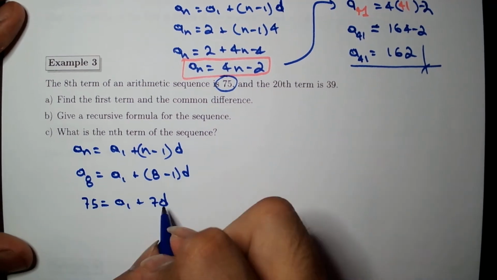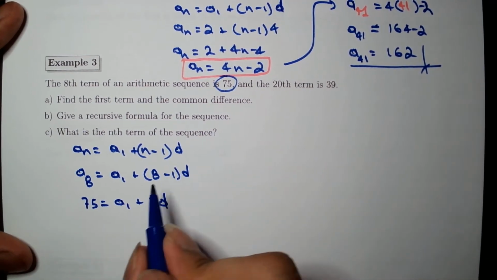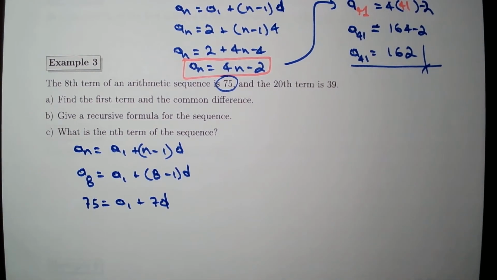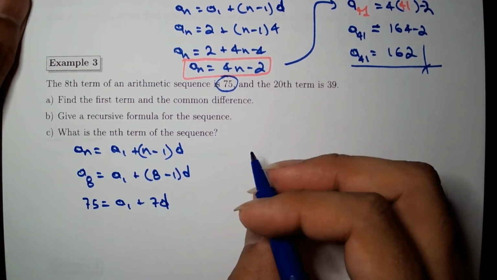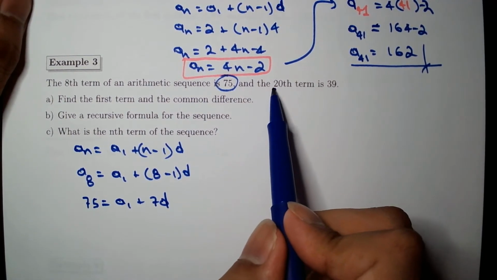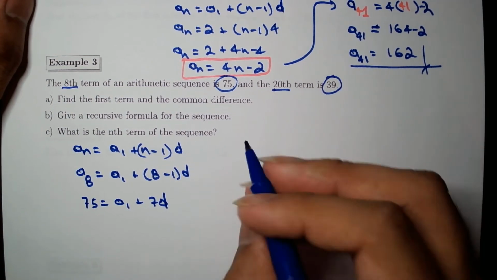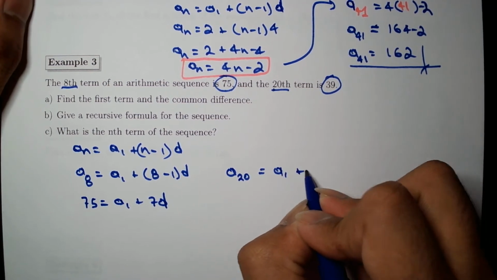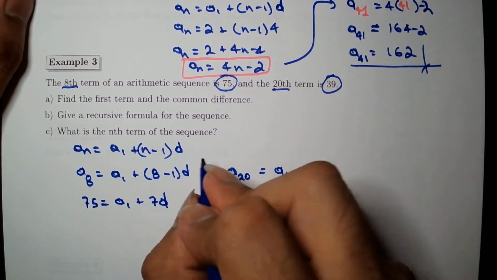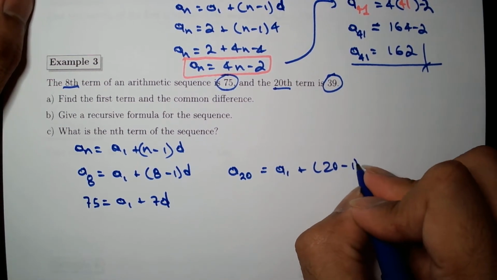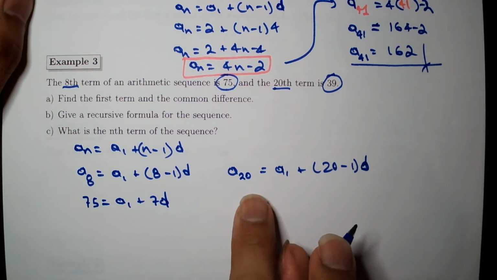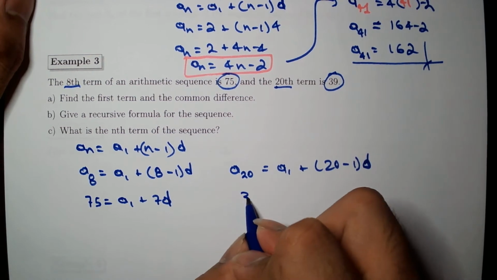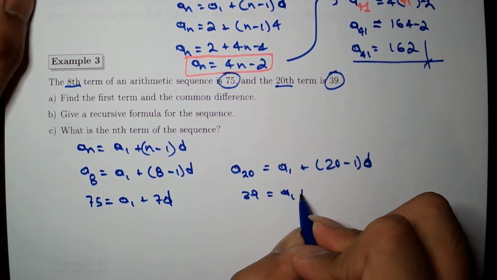But notice in this case we have one equation with two unknowns. We need to find a second equation to combine and solve a system. But don't worry, I know systems of equations; this one is going to be really short to do. The 20th term is 39. That means a sub 20 equals a sub 1, which we don't know, plus 20 minus 1 times d. But what is a sub 20? It's 39, so 39 equals a sub 1 plus 19d.